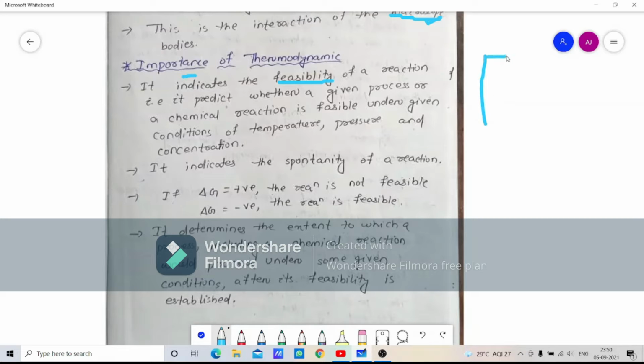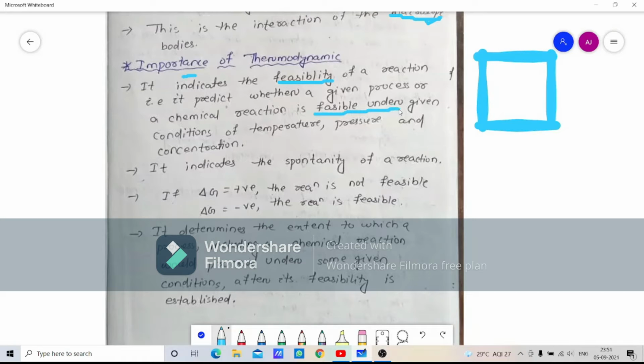In chemistry, if we are in a closed vessel, we are taking some compounds and trying to make a reaction. अगर हम एक रिएक्शन बनाने जा रहे हैं तो वो आगे प्रोसीड होगा या नहीं, उसे कहा जाता है फिजिबिलिटी। तो by thermodynamics we can know or indicate the feasibility of a reaction, that is, it predicts whether a given process or a chemical reaction is feasible or not.